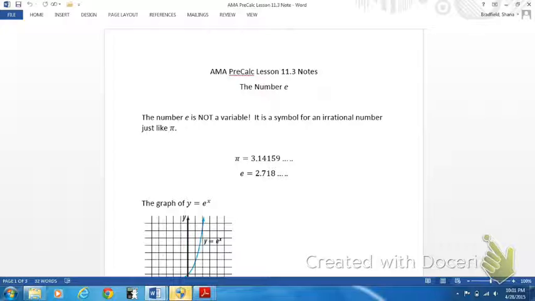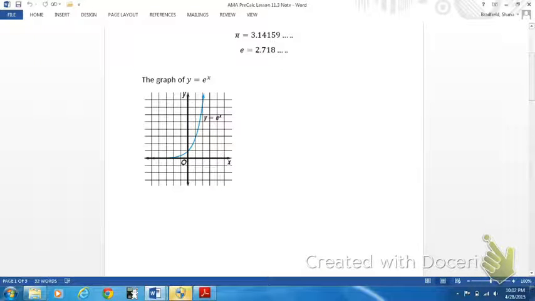And then we have the basic form of the function. And you can see that the basic form, as you're going left to right on the graph, goes up. And that's just the basic e to the x, nothing added, subtracted, multiplied, or divided.